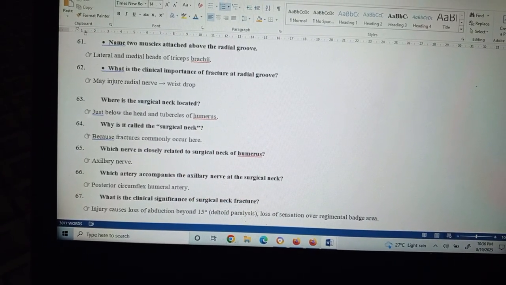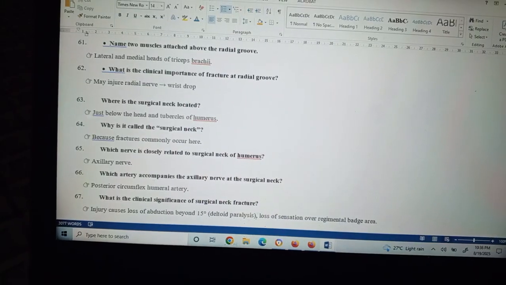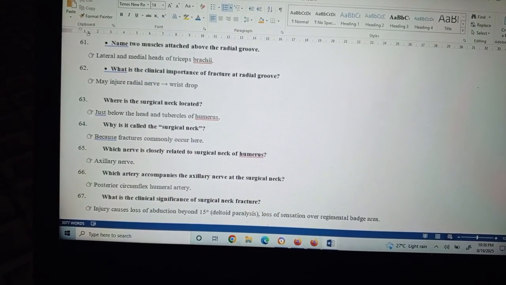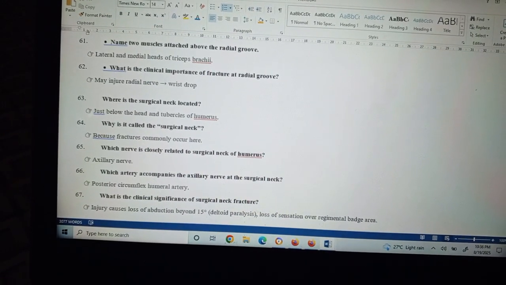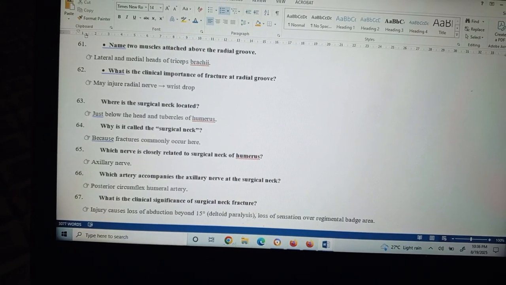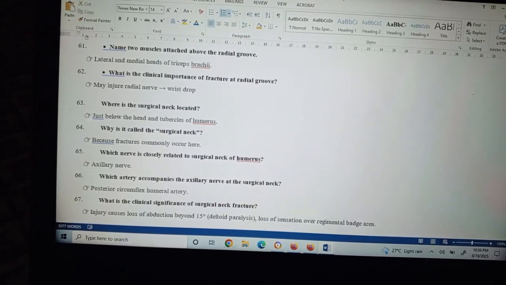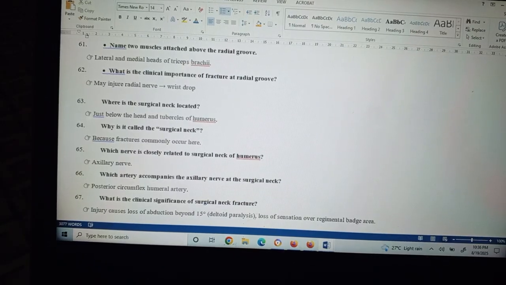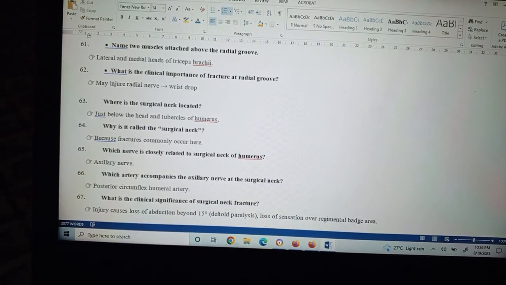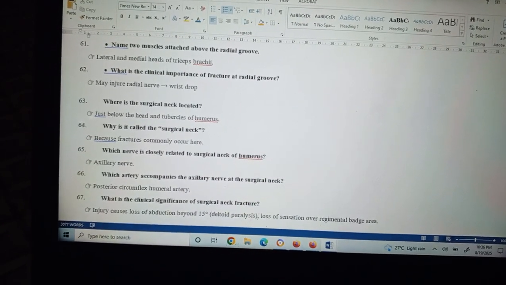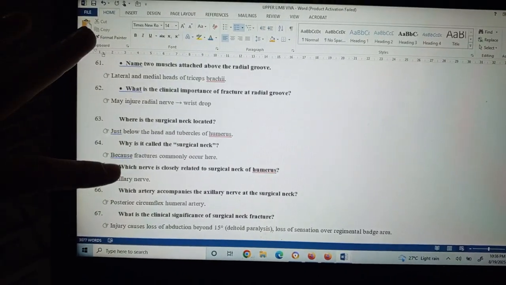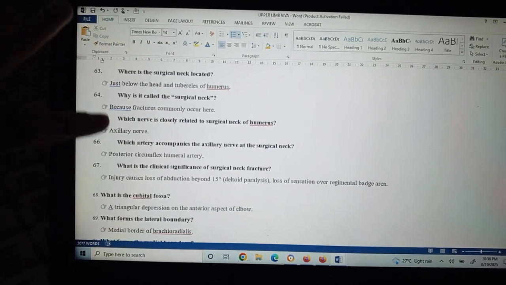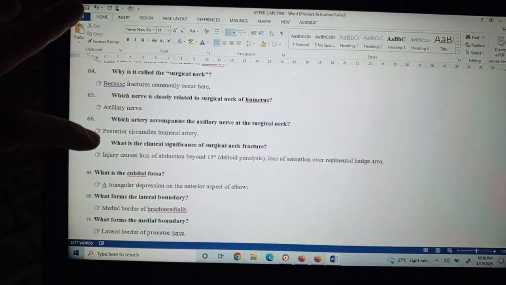What is the clinical importance of a fracture at the radial groove? It may injure the radial nerve, which leads to wrist drop. What is the surgical neck? Where is the surgical neck located? It is located just below the head and tubercles of the humerus. Why is it called the surgical neck? Because fractures commonly occur here. It is the most vulnerable point to fracture.